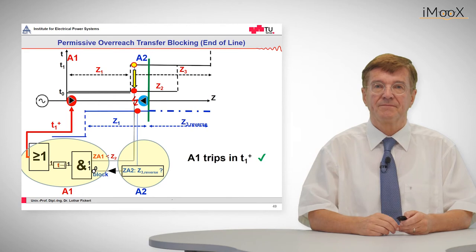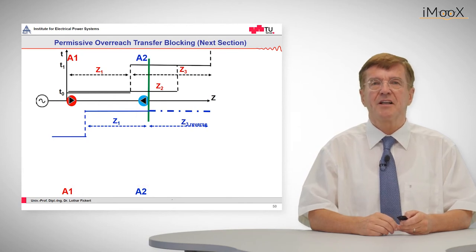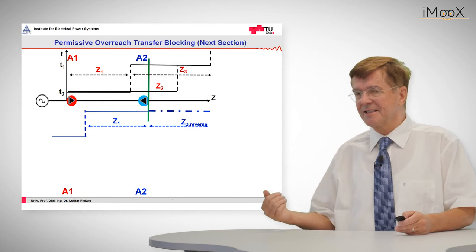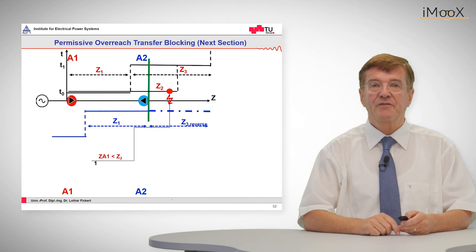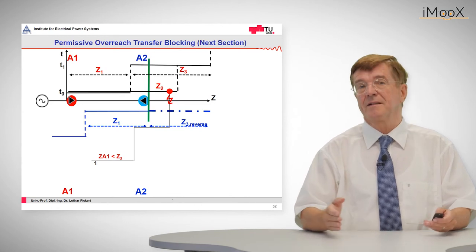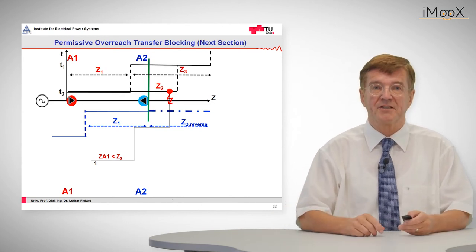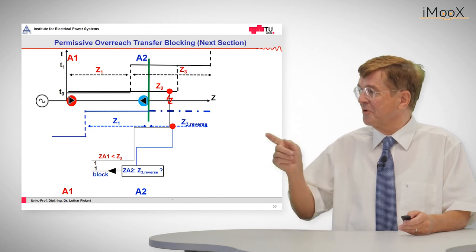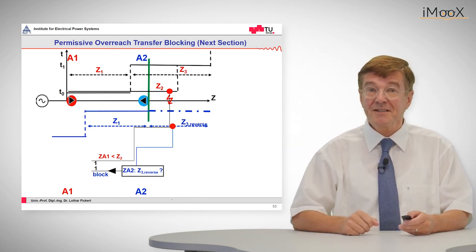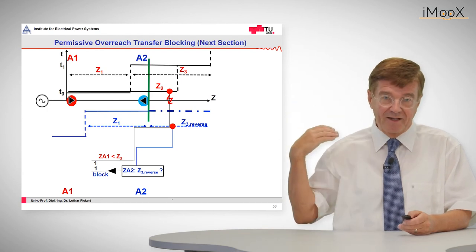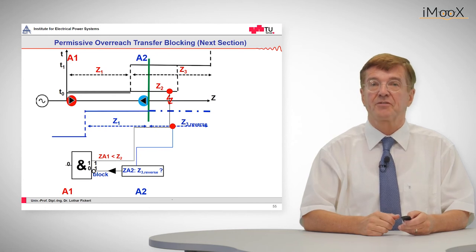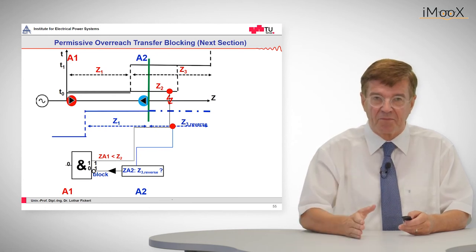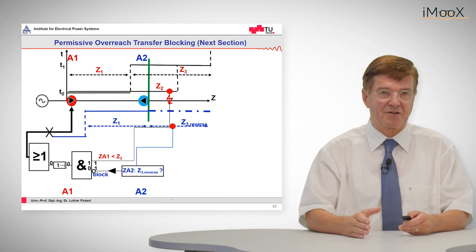Now let's check what happens if we have a fault further downstream, in the next section, which should not be tripped in quick time. This fault will cause A1 to see it in the extended overreaching zone. And now again the question is towards relay A2. Relay A2 this time sees that there is a fault behind it, and it will send a blocking signal. This blocking signal again is inverted and put through the AND connection, and now this AND connection blocks any trip. So there is no trip.